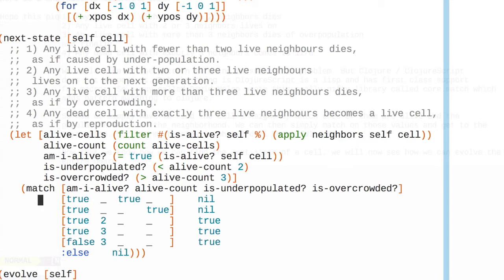We just saw how easy it was to find out neighbors for a given cell. So we are now going to have a look at the next state method. The next state method determines if a cell will live or die for the next generation. There are four rules to determine this.